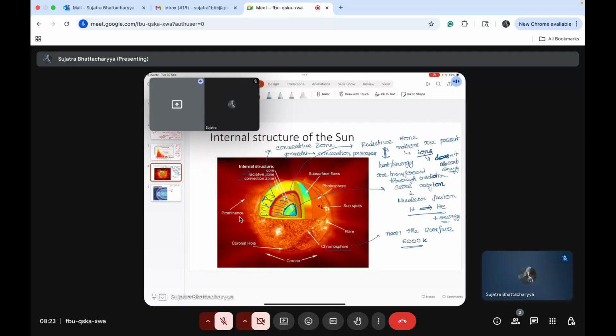In between, after the core comes the radiation zone. Ions are present, which cannot absorb much of the radiation, so radiation keeps on releasing the heat towards the surface. Now, near the surface, you have a convective zone where convection processes dominate. And finally, you get the surface, which is called the photosphere, having a temperature of 6000 Kelvin.